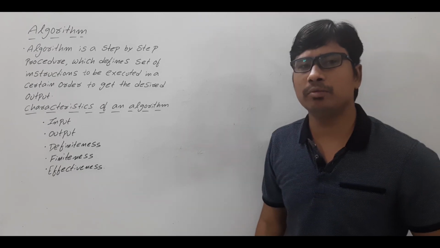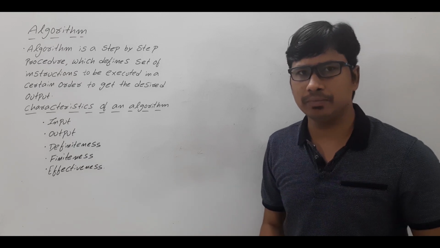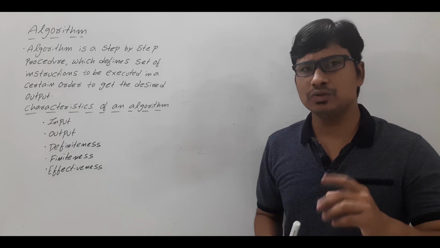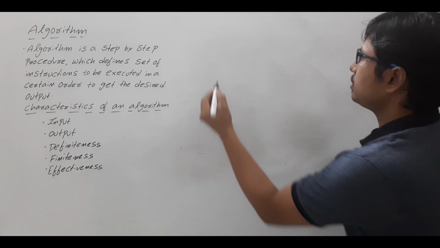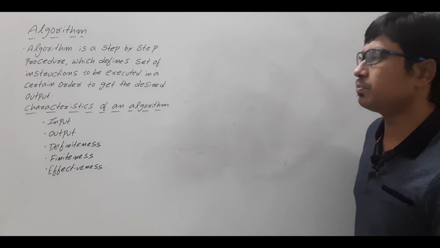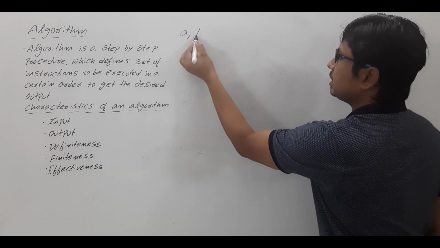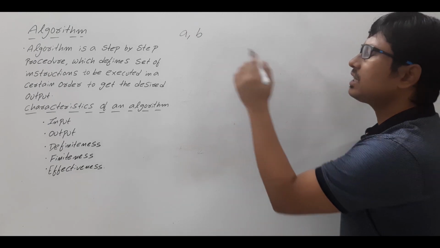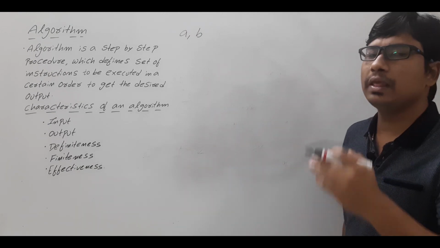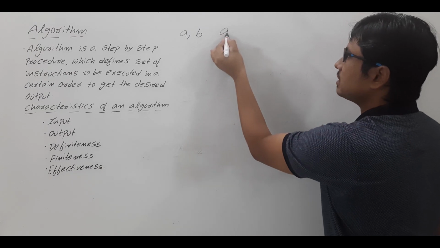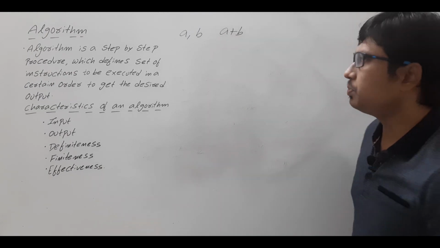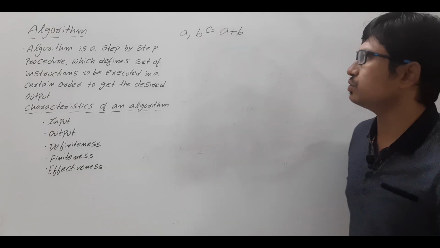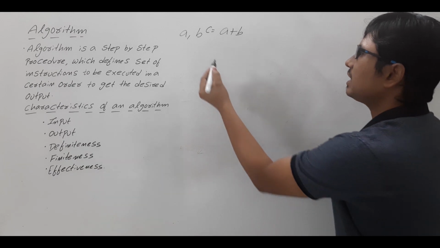Now I have a problem: perform the addition of two numbers and display the output to the user. This is the basic algorithm, so let me discuss it. What is my problem? I have variables a comma b, the two variables, which contain some values. Then I want to perform the addition a plus b, store the result in c, and display c to the user. This is my problem. How will I write the algorithm?